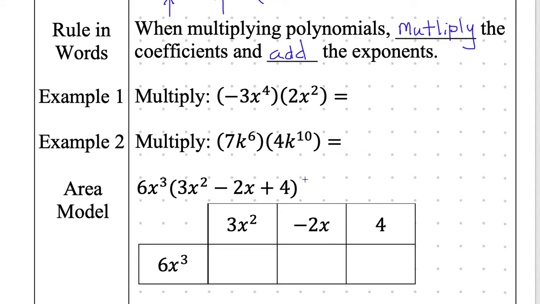So let's move down here and actually apply this rule where I multiply the coefficients and add the exponents. Example 1. Who can multiply the coefficients and add the exponents for us? Anna. So, negative 3 times 2, which is negative 6. Then we do x to the 4 plus 2, which is also 6. There it is. Thank you, Anna.